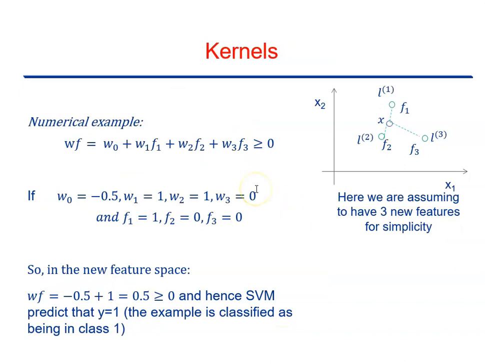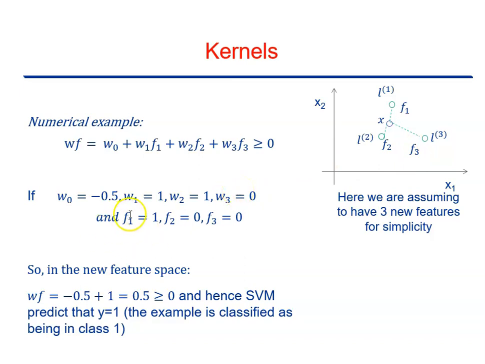And remember that in our original space, we had only two features, x1 and x2. And now by using these three Gaussians, we transform the data from the original two-dimensional space into a three-dimensional space where, instead of x1 and x2, we have f1, f2, and f3, the three similarity measures to these three Gaussians, right? And then let's give an example.